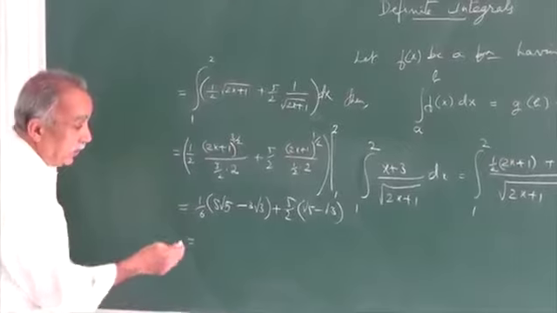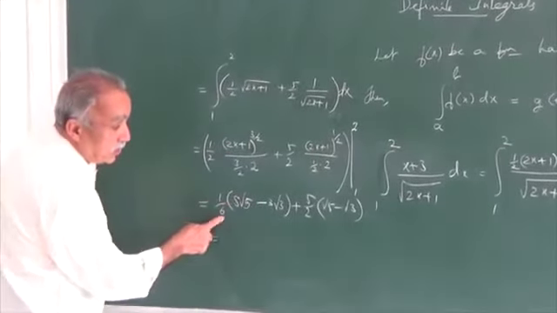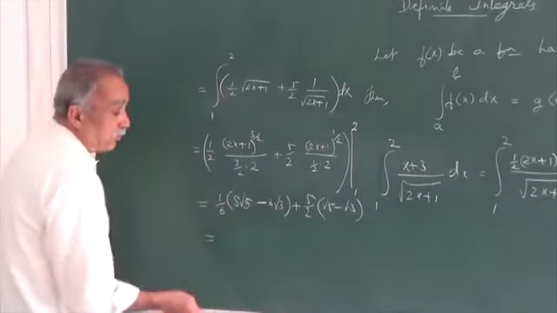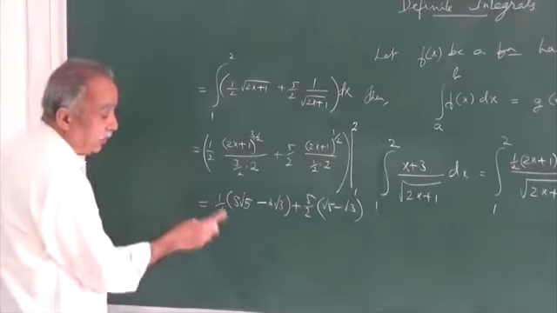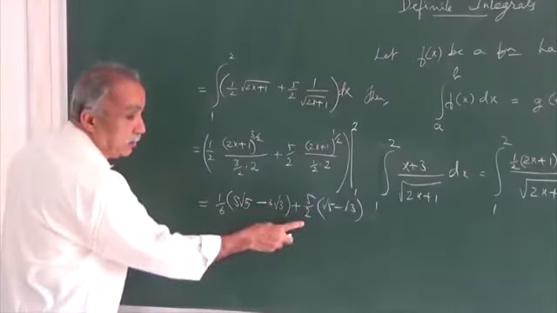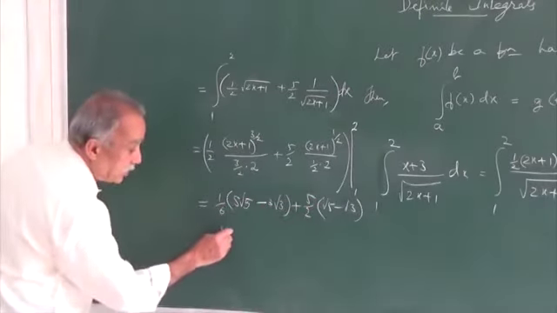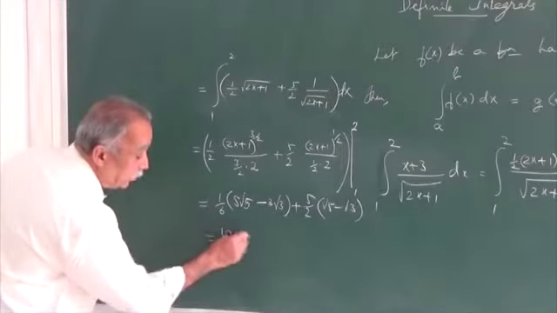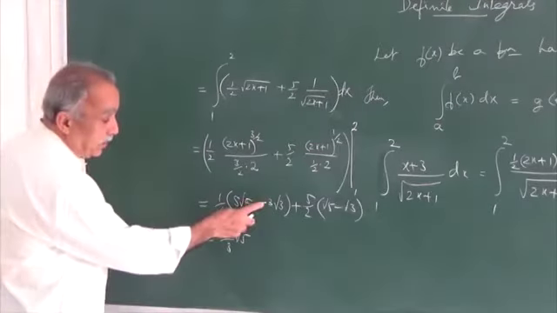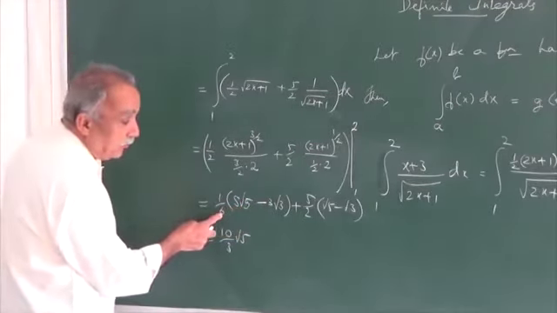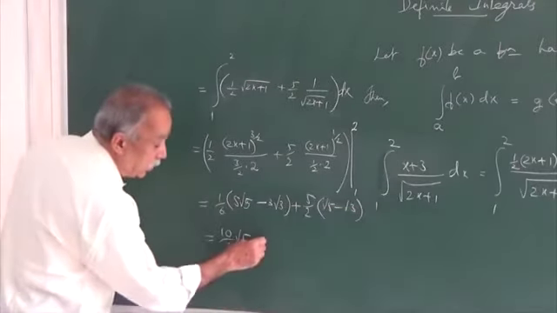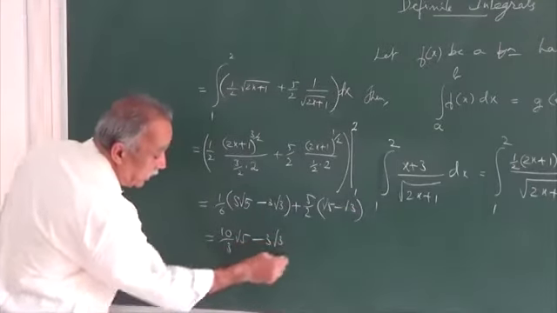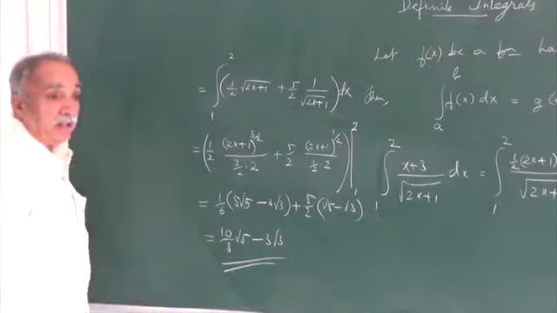On simplifying, I get 5 by 6 minus 5 by 2, 5 by 6 plus 5 by 2. How much is it? 5 by 6 plus 15 by 6 is 20 by 6 or 10 by 3 root 5, minus 3 by 6 or half root 3 minus 5 by 2 root 3, total minus 3 root 3 is the value of the definite integral.